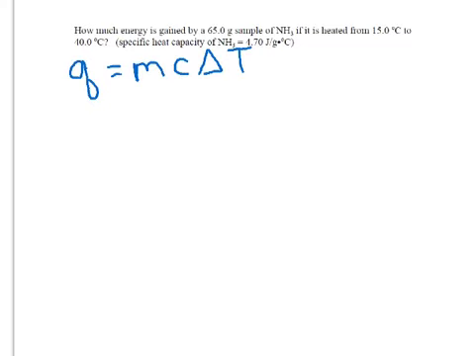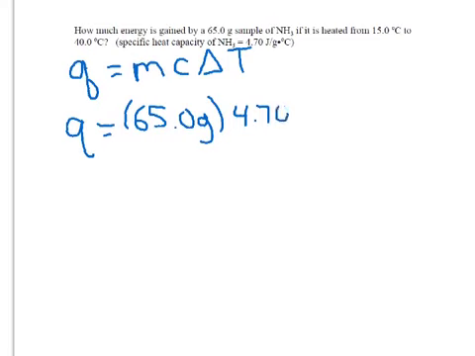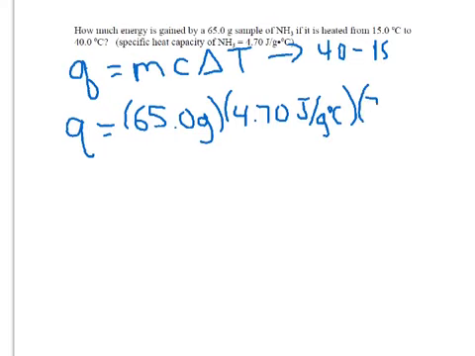So I'm going to go ahead and input my numbers. Q equals 65 grams times my C value of 4.70 times my change in temperature, which should be 40 minus 15, which is 25 degrees Celsius, a positive 25 degree change.